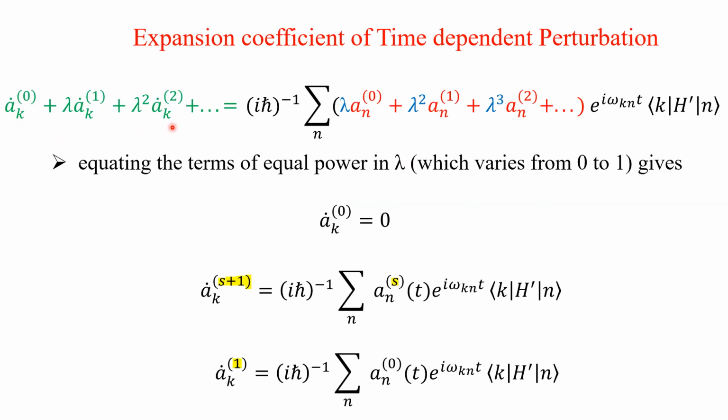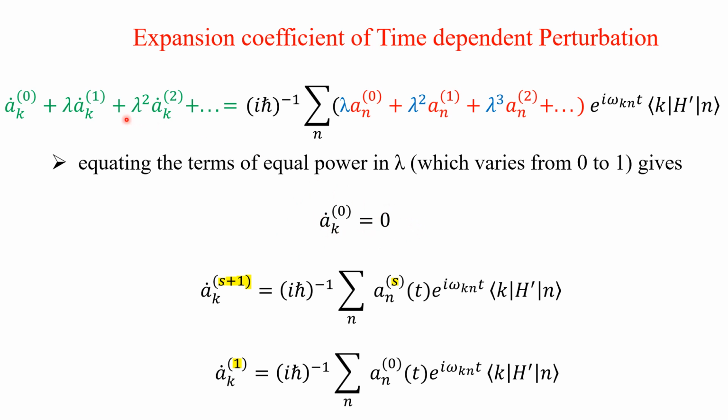So we got this expression. Now you can equate equal powers of lambda. First you take lambda power 0. There is no term with lambda power 0 on the right hand side. So ak dot 0 is equal to 0, because there are no terms without lambda. That means ak of 0 is a constant, since only when you differentiate a constant will you get 0. That is one point.